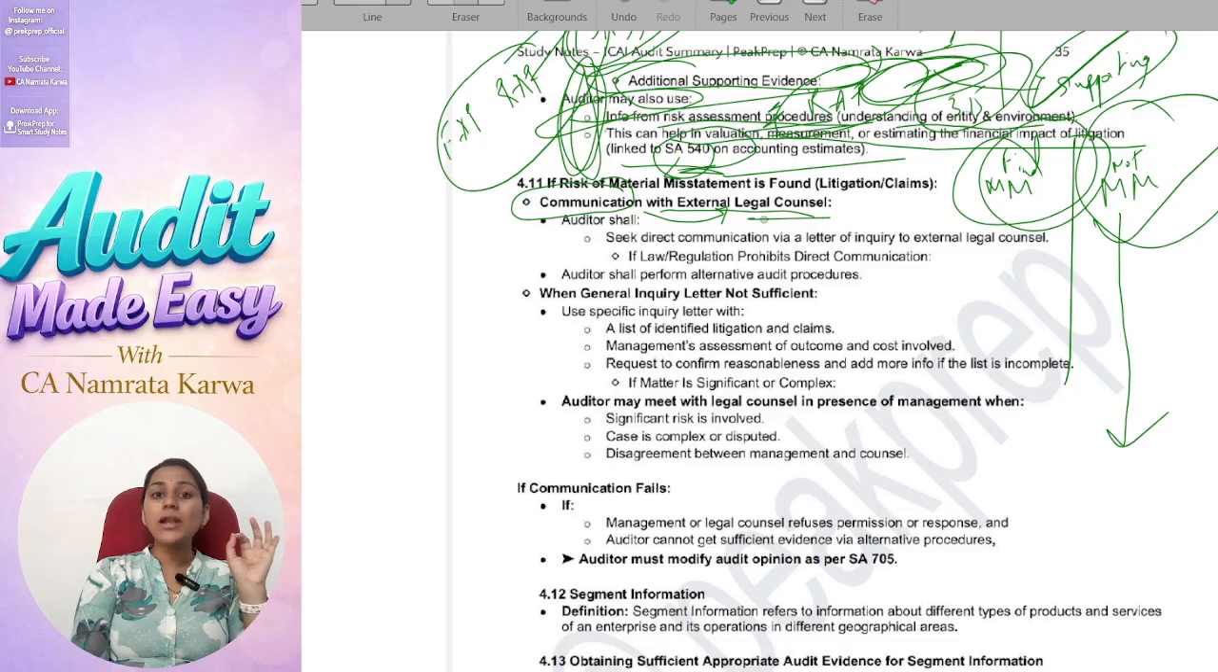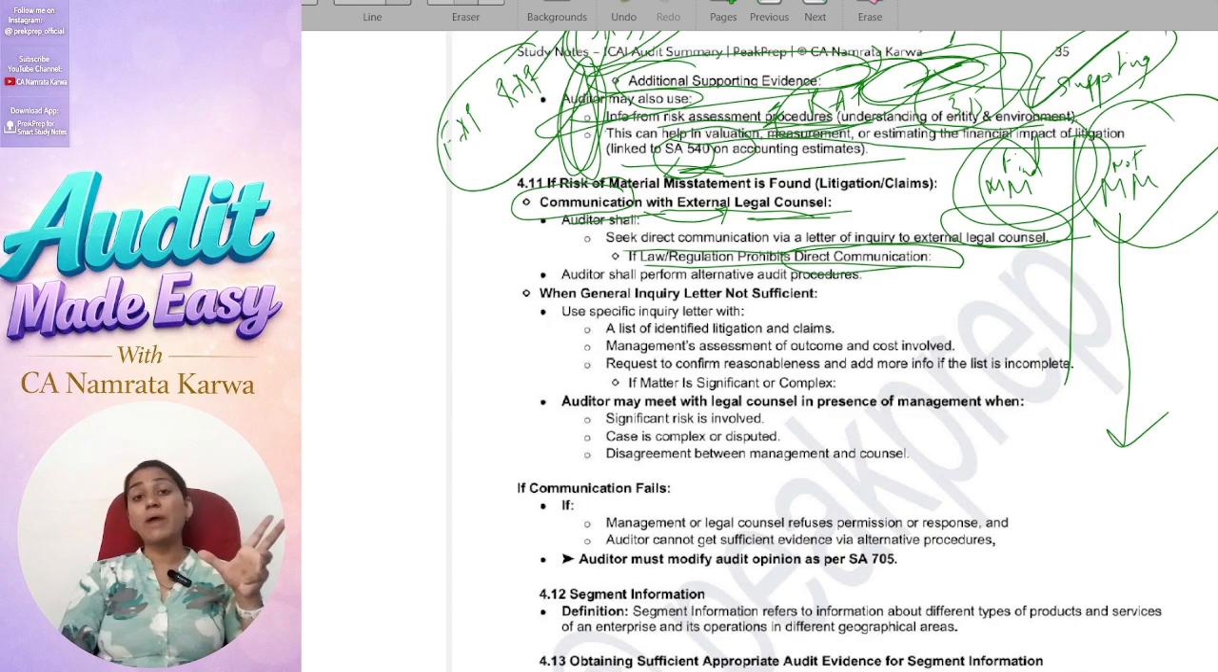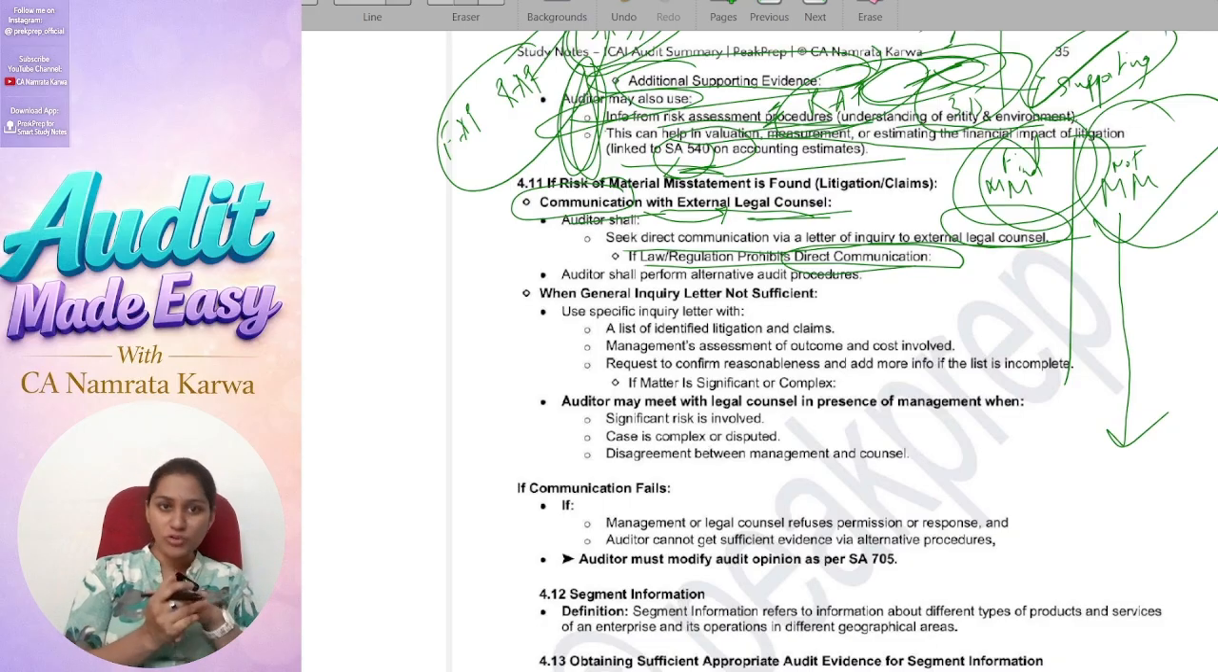with external legal counsel. The auditor shall seek direct communication via letter of inquiry to external legal counsel if law or regulation prohibits direct communication. Okay, so there are 2 things. We have to follow the statutory framework which is given by the bylaws of the company, and according to that statutory framework, we need to proceed further.